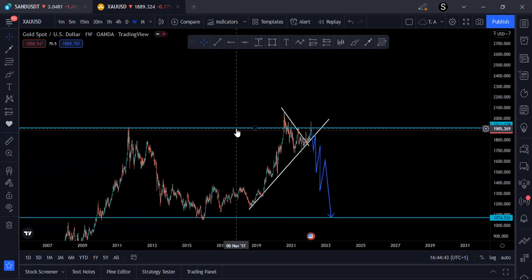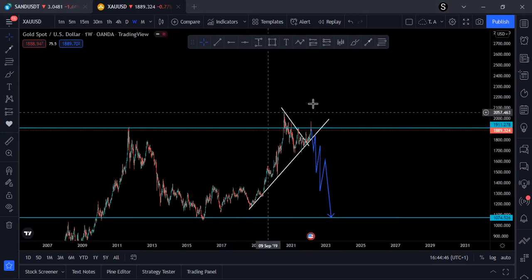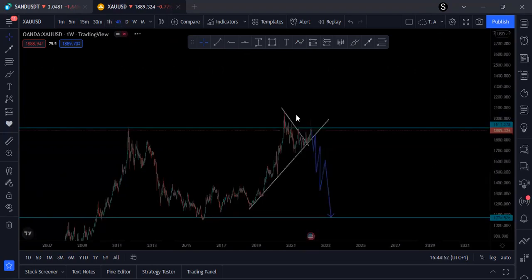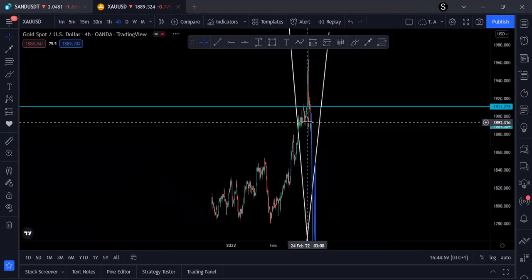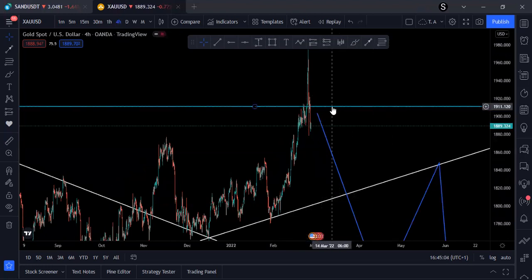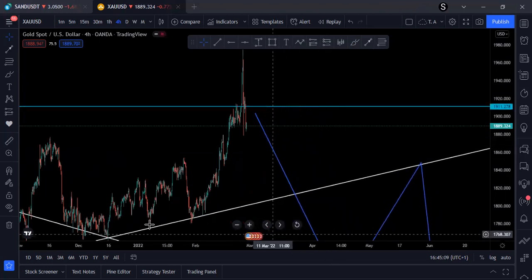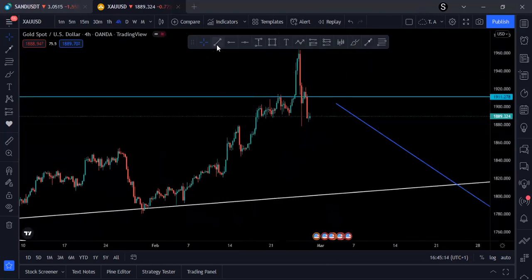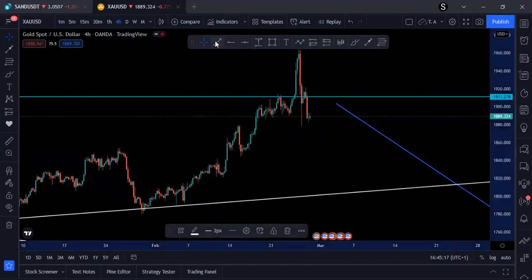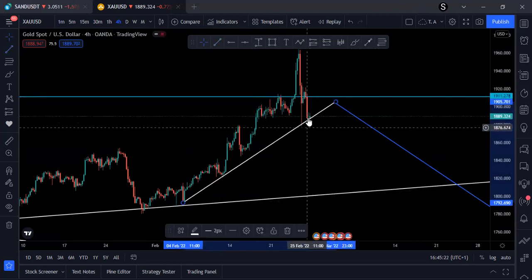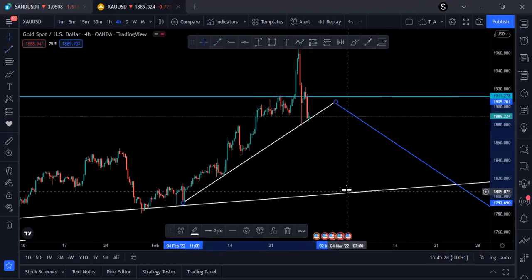If it breaks out and retests, and we see a clear break of the counter trend line, then you know we are going up. But if it doesn't break this resistance, then we are definitely going down. I think I can take some short entry around this level on the 4-hour time frame, if there is a clear break of this trend line. Then I think we are coming down here.